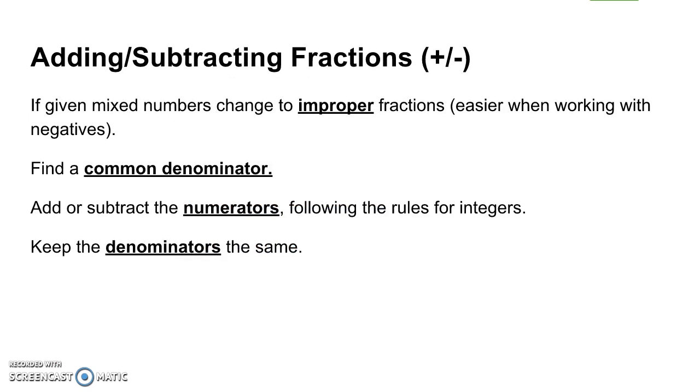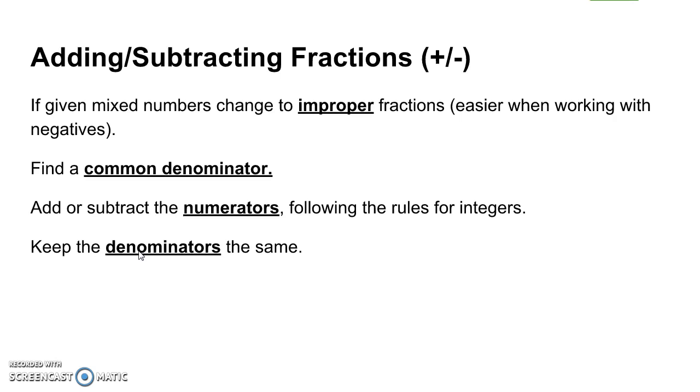Okay, the next thing, I told you we're going fast. The next thing to quickly review is how to add and subtract positive and negative fractions. Remember our steps. It's easiest to take our mixed numbers and change them to improper fractions. Next, we have to have a common denominator to be able to add and subtract fractions. Then we add or subtract the numerators using our integer rules or a t-chart, and then we keep the denominators the same. Let's try one.